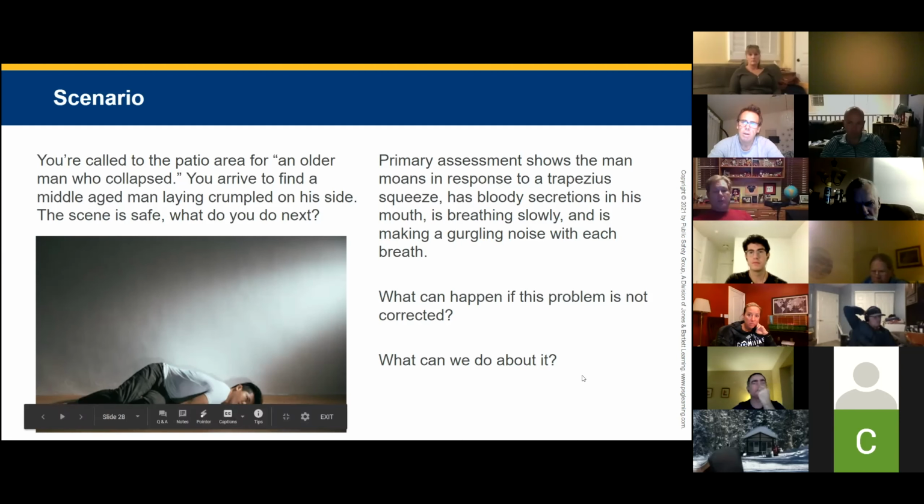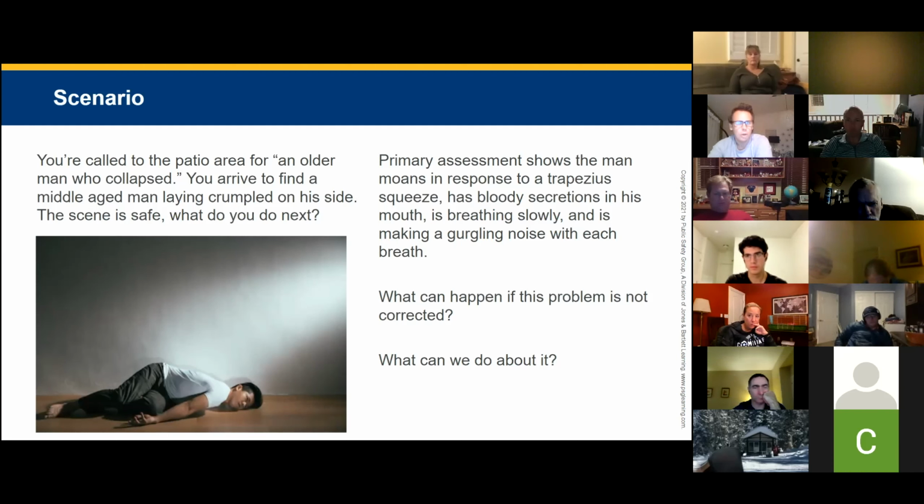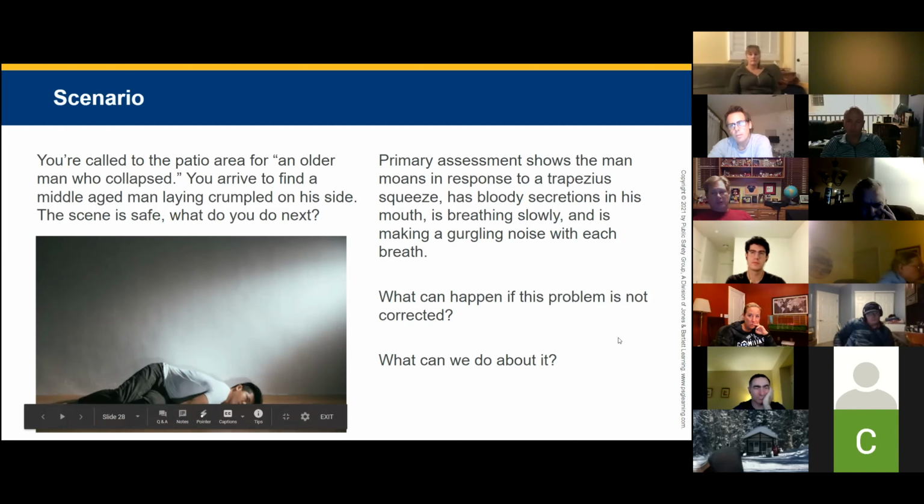Yes. We can leave him like this, but if we're going to roll him over, what piece of equipment should we have with us? Suction. To roll him over, we would need the suction pump? You don't want to put him on his back unless you had the ability to suction, and you still would want suction with him in this position so you could clear the secretions out of there.